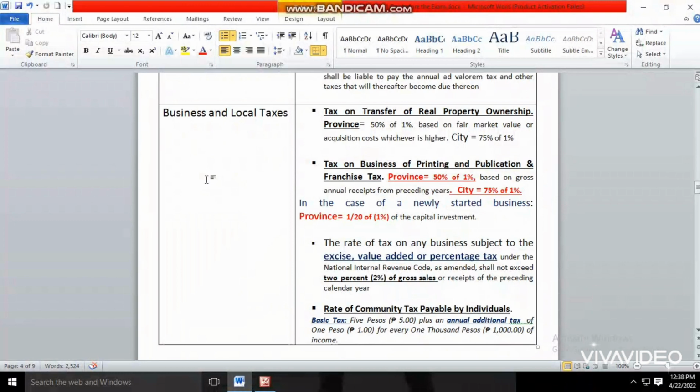That is the computation. Paano naman po computin itong rate of community tax payable by individual, o yung tinatawag nating sedula pag individual po yung magbabayad? It is expected that the 5 pesos is the basic tax, and for every 1,000 sa salary ninyo or income ninyo in a year, i-divide po itong 1,000 pesos times 1 peso.